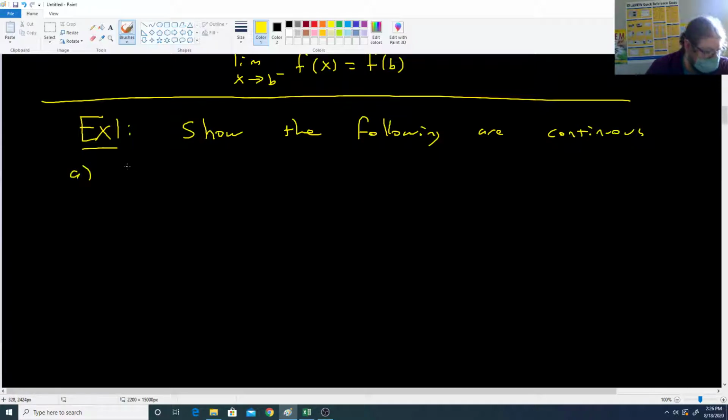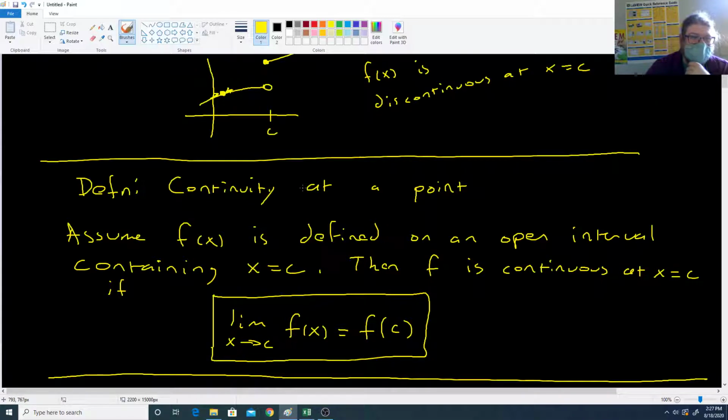So part A, we want to show f of x equals k, where k is some constant. And part B, we want to show g of x equals x to the n. Now, when you say you want to show a function is continuous, we defined continuity at a point. So this right here was continuity at a point.